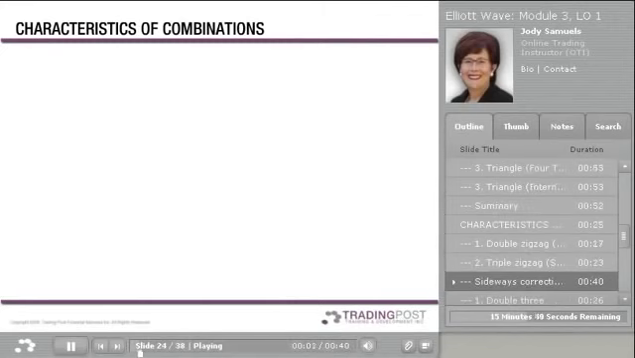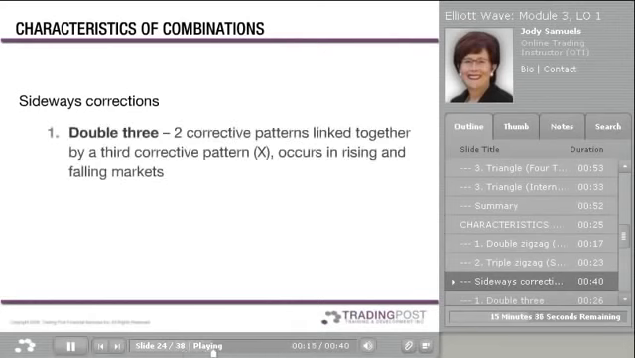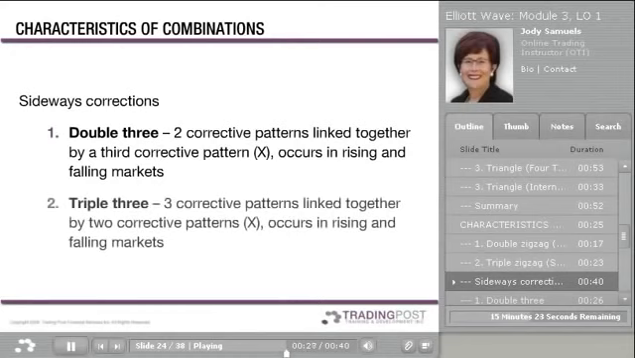A second combined pattern combines the flat sideways family of corrections. These sideways corrections can unfold as double threes or triple threes. A double three is two corrective patterns linked together by a third corrective pattern, X. It occurs in both rising and falling markets. A triple three is three corrective patterns linked together by two corrective patterns, X. It occurs in both rising and falling markets.